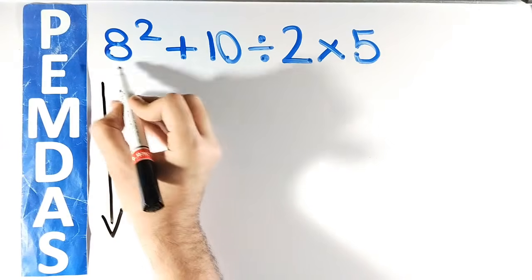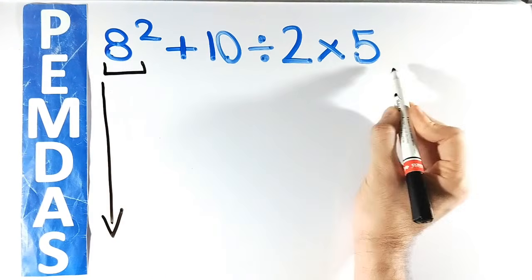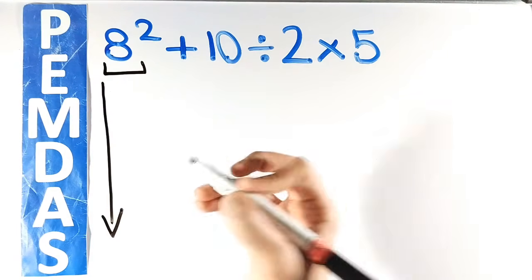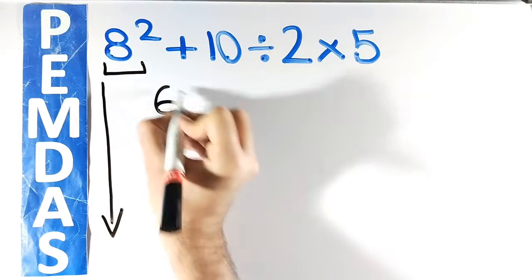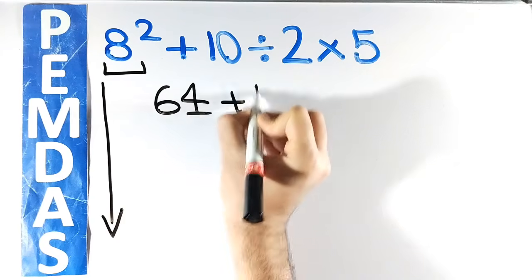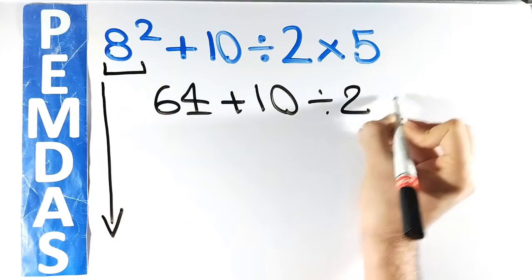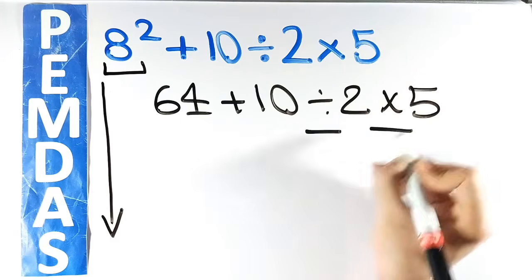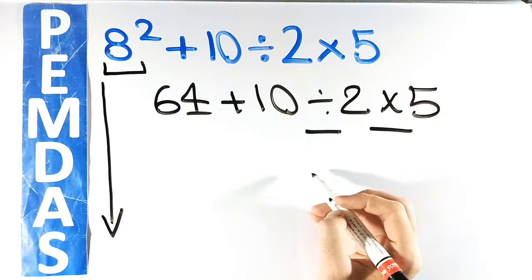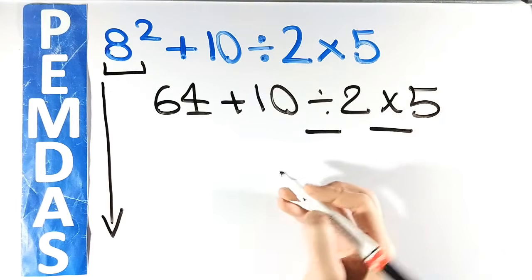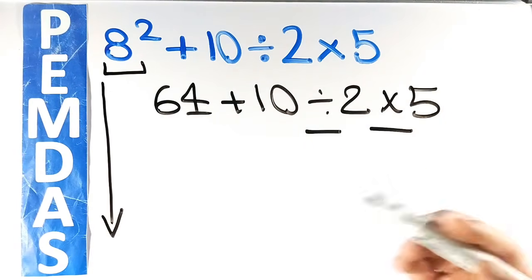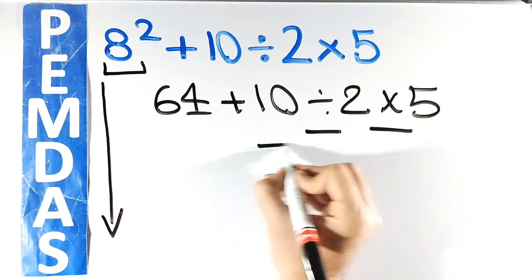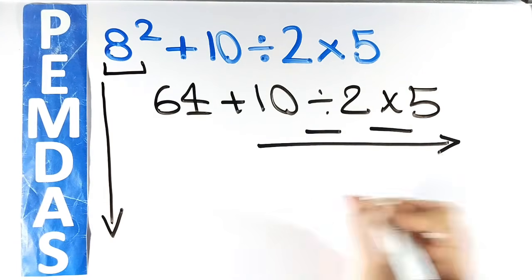According to the PEMDAS rule, first we go for the exponent, because in this expression, exponent has a higher priority than the other operation. So, we rewrite this expression as 64 plus 10 divided by 2 multiplied by 5. And the next step, we move on to the division and multiplication, because these two operations have a higher priority than addition. However, we must pay close attention that multiplication and division have equal precedence and we must perform these two operations from left to right.